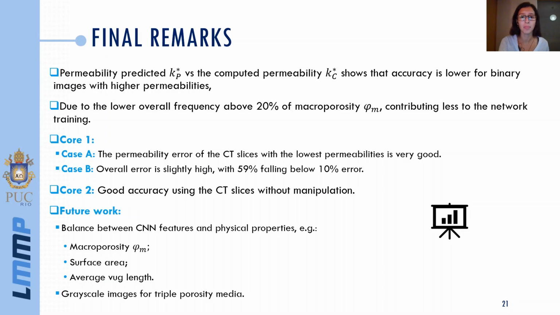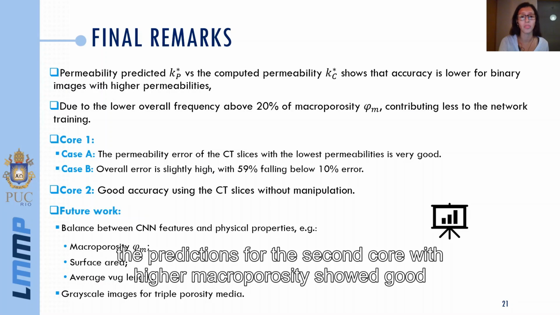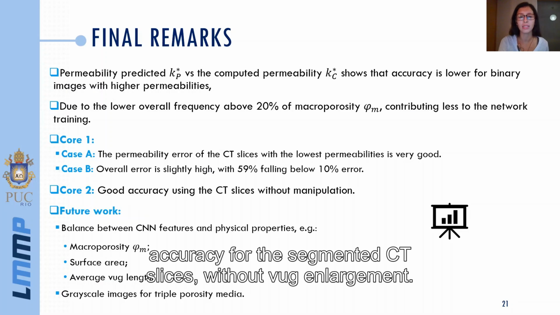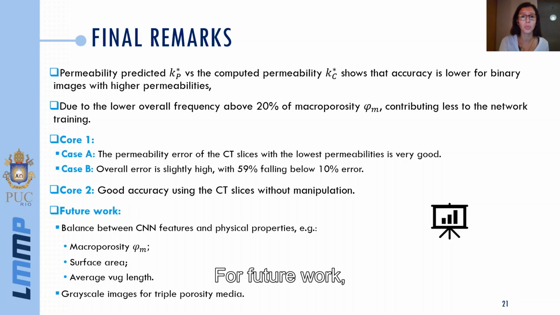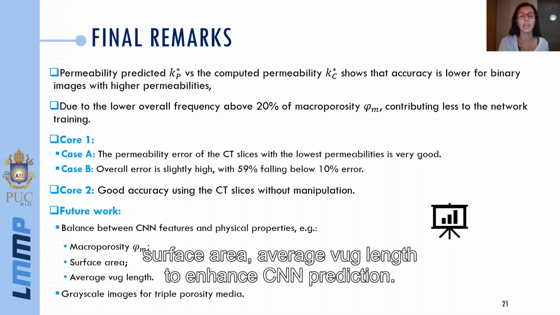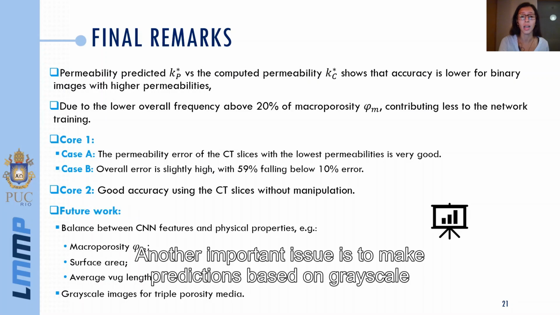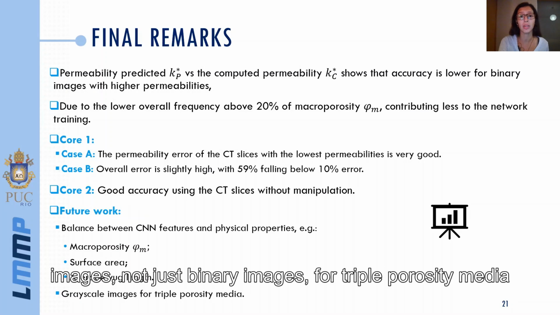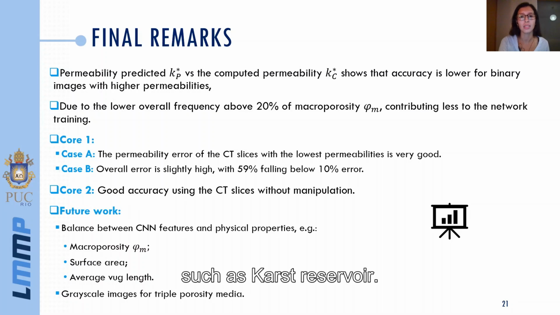Similar to case A, the prediction for the second core with higher macroporosity showed good accuracy for the segmented CT slice without VUG enlargement. For future work, the plan is to incorporate physical features such as macroporosity, surface area, and average VUG length to enhance CNN prediction. Another important issue is to make predictions based on grayscale image, not just binary image, for triple porosity media such as Karst reservoir.